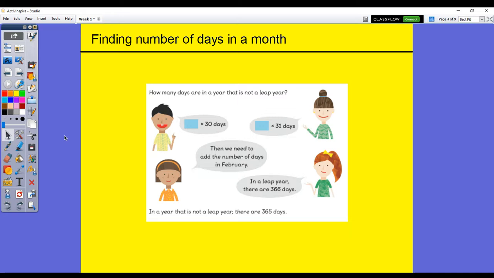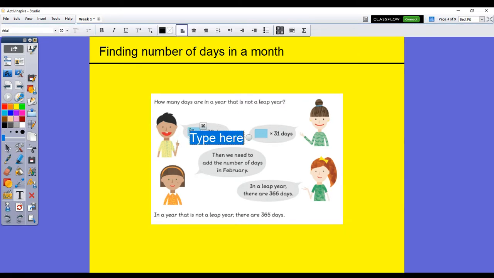So let's just fill our chart out here. We said that there were 4 30-day months, and then 7 31-day months. And we know 7 and 4 makes 11. Then we need to add the number of days in February. In a leap year, there are 366 days. In a non-leap year, it's 365 days. So this year, we've got 366 days in our year, not 365.